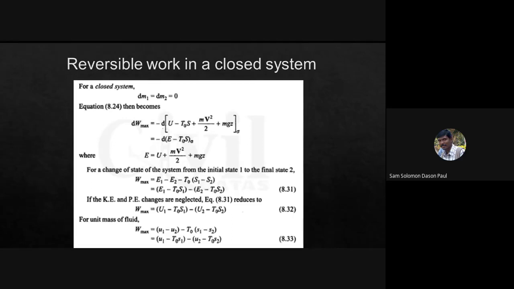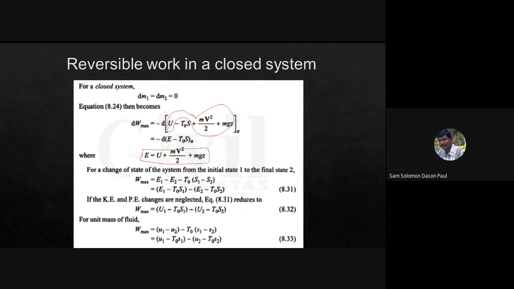So dW max is minus d of U minus T naught S plus mv squared by 2 plus gz. And this U, I should write like this: U plus mv squared by 2 plus mgz. All these put together, internal energy plus kinetic energy plus potential energy, you can write as E. So it is E minus T naught S, that is what is written here.